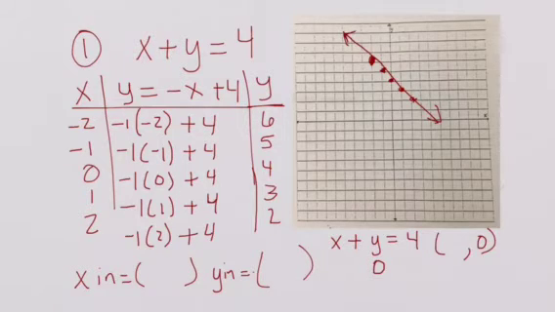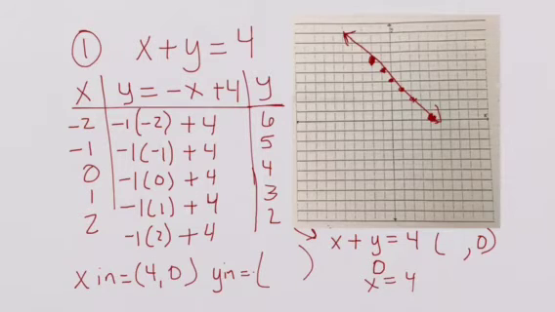Now, we also want to see if we can find the x and y-intercepts. So the x-intercept is where y is equal to 0. So we're going to plug in 0 for y. And when we plug in 0 for y, we get x is equal to 4. And you'll notice 1, 2, 3, 4, that where our arrow is going through right there is our x-intercept. So our x-intercept is 4, 0.